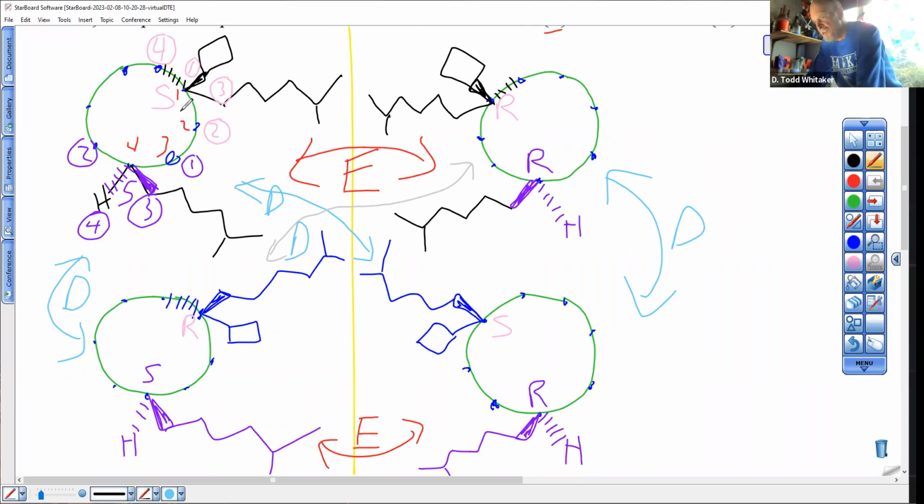Pink changed. Purple stayed the same. Go here. Pink stayed the same. Purple changed. Let's go gray. Pink stayed the same. Purple changed. Let's go far right. Pink changed. Purple stayed the same. So some stay the same, some change. That's diastereomers. That's the end of the video.